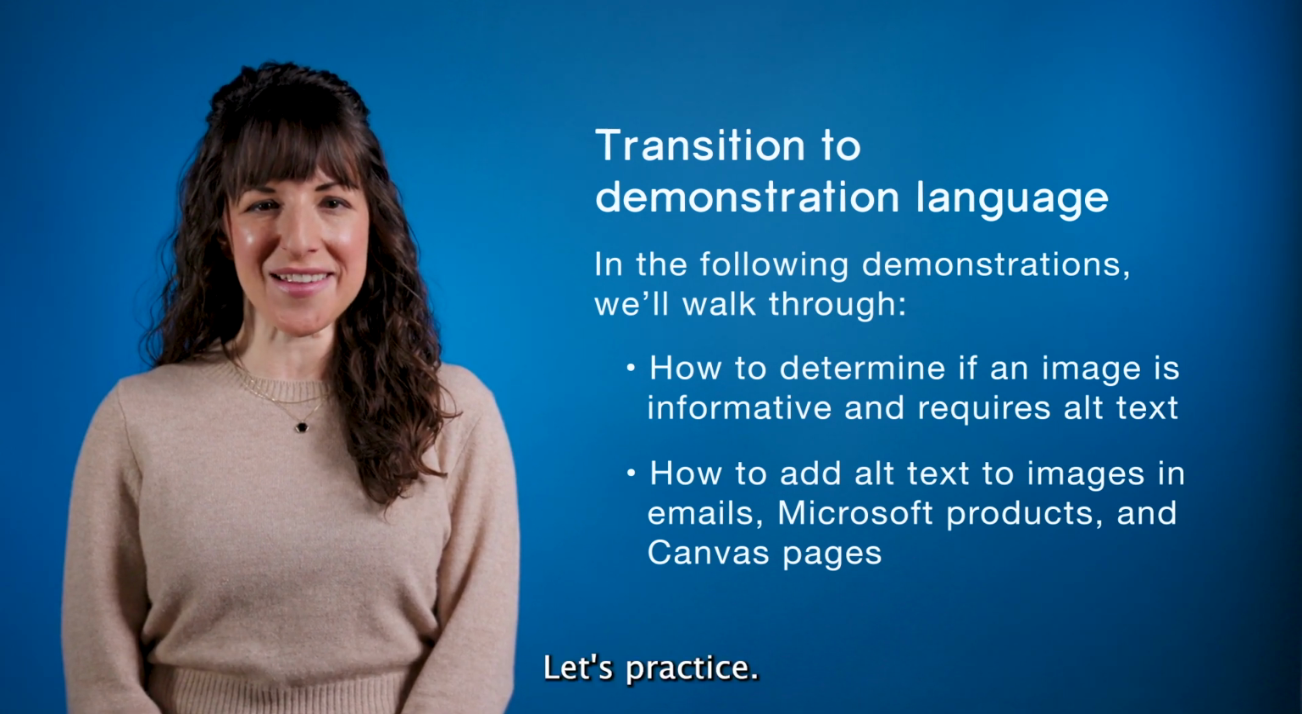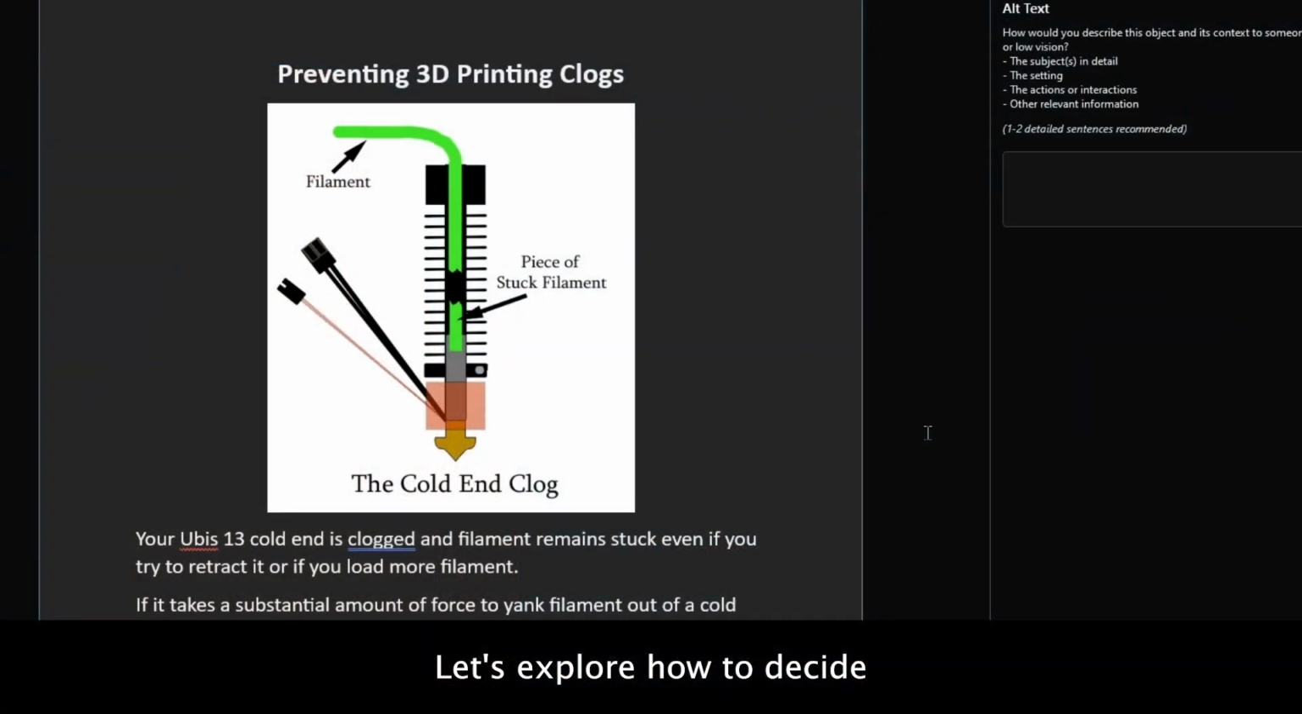Let's practice. Let's explore how to decide whether an image needs alt text or not, and how to write it meaningfully. This example shows a diagram of a 3D printer part. The content on the page is talking about how to prevent a 3D printing clog. The diagram is supplementing the information on the page. Therefore, it does require alt text. Without this image, some of the meaning might be lost.